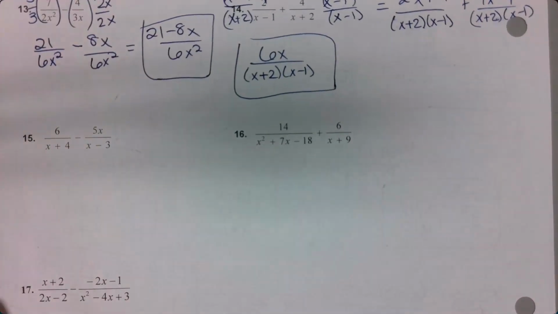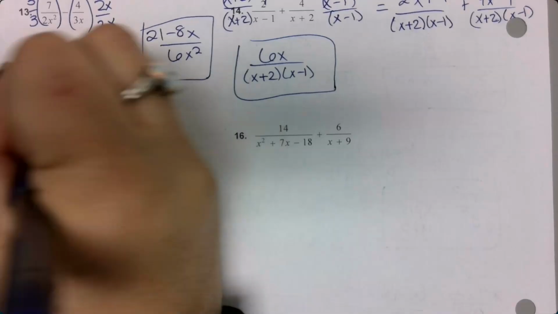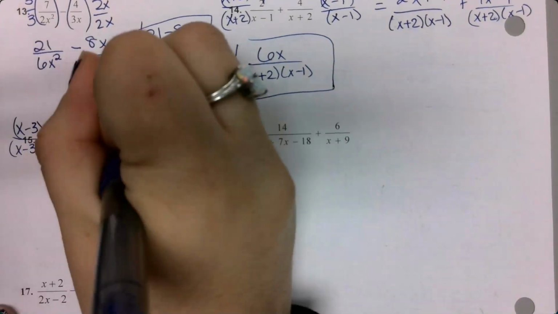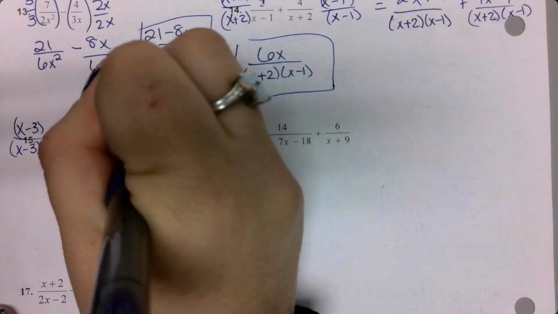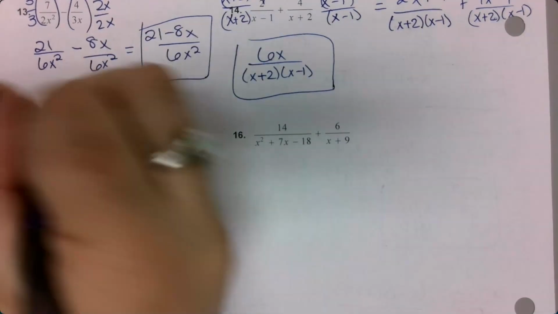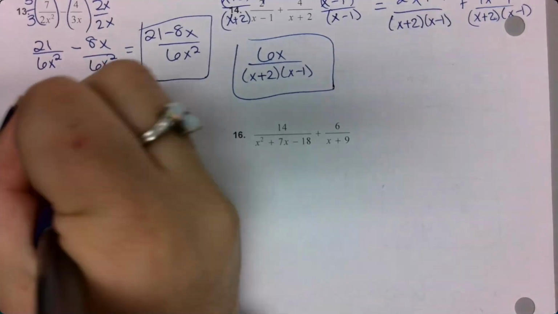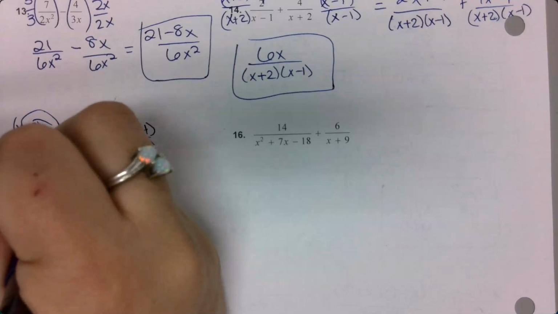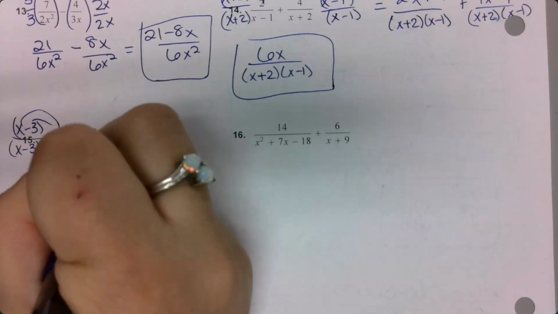Same idea for number 15. This one I'm going to multiply by x minus 3 over x minus 3, and then the other side is going to get multiplied by x plus 4 over x plus 4, because that's what it's missing. I'm going to distribute. That's going to give me 6x minus 18 over x minus 3 over x plus 4.